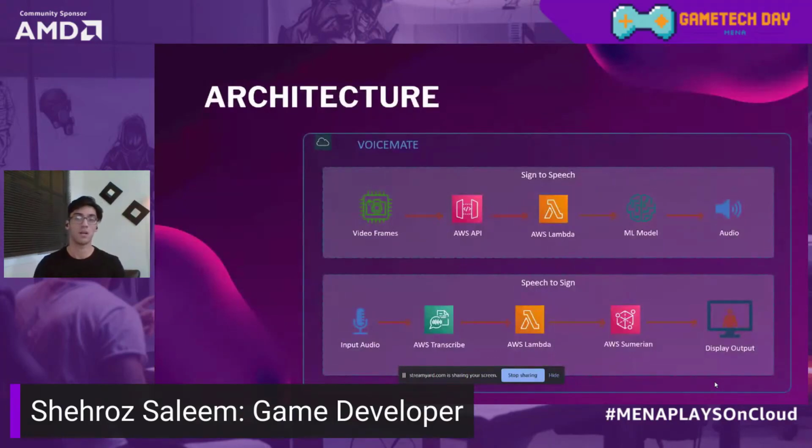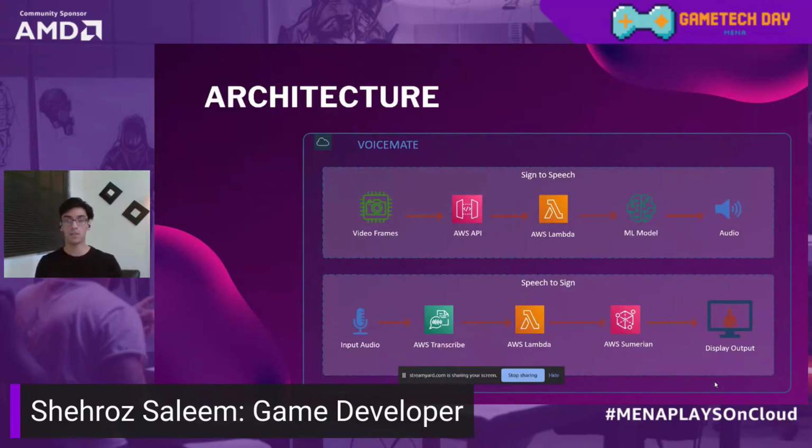This is the basic structure of VoiceMate. It all runs on the AWS console. The first cycle where we sign to the camera, you can see that we have the input video frames that are sent to the AWS Lambda by means of an AWS API. Lambda's main function is to pre-process those video frames and then send them over to Amazon SageMaker, where we have a couple of models that basically, let's say they take your hand and they find the pose of your hand, see where your fingers are, where your hands are, and then they translate it into sign language.